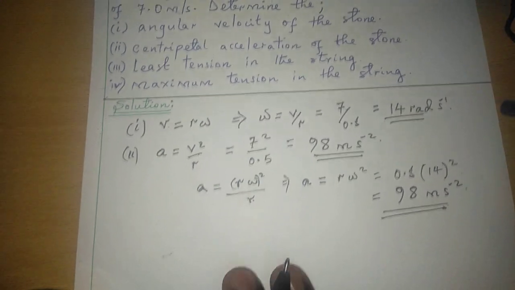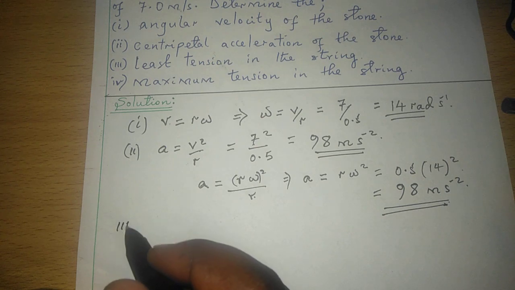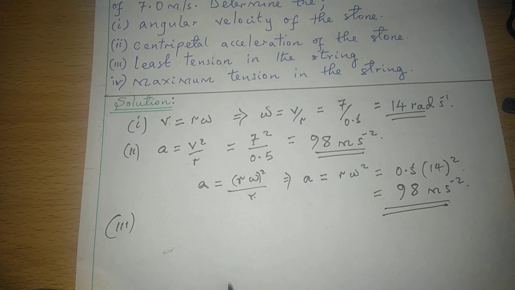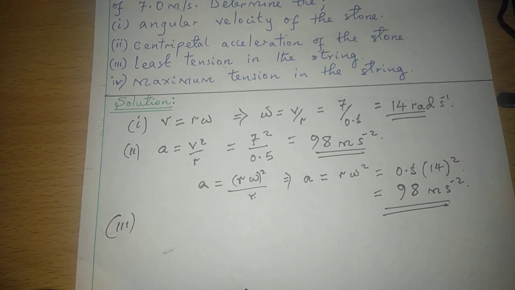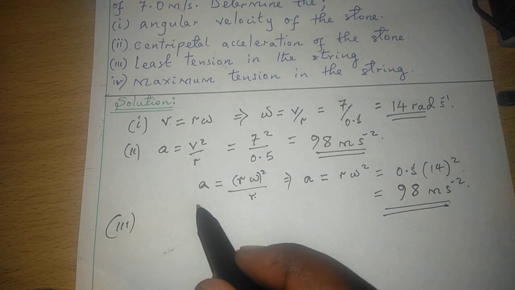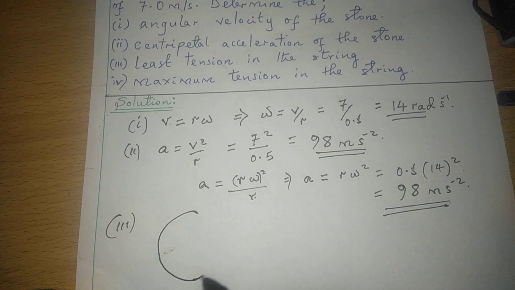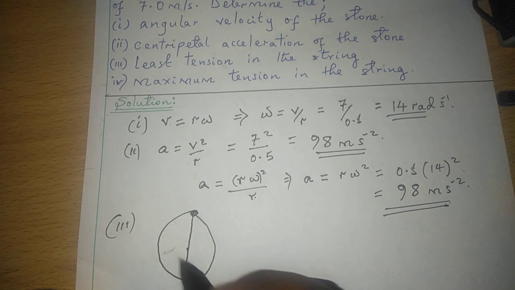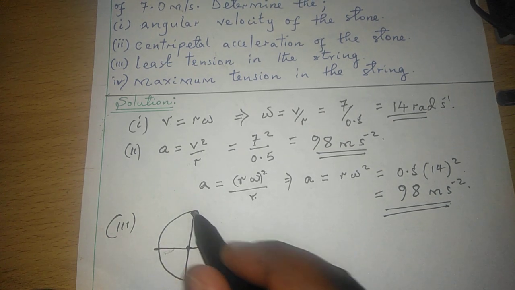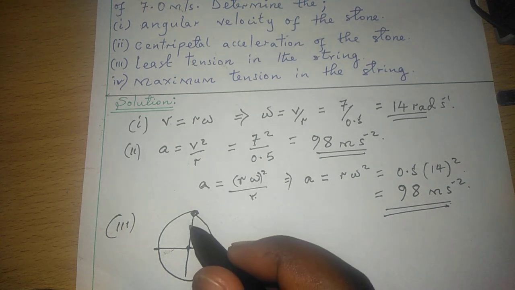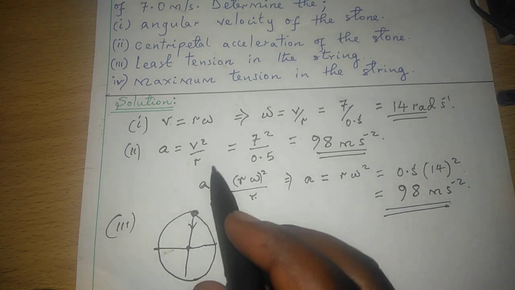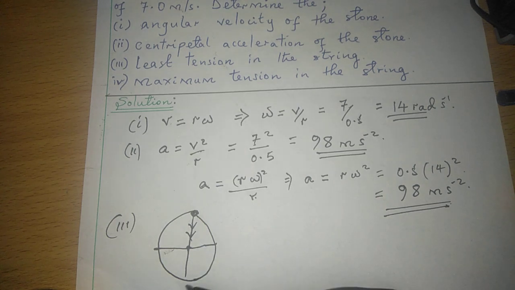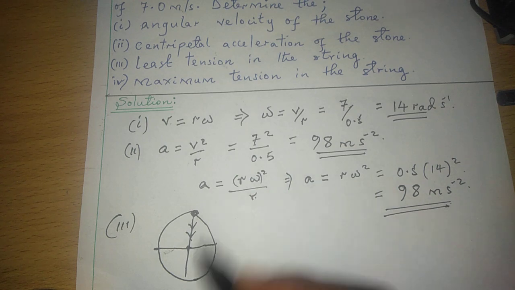So we can still follow this formula. We can get to Roman 3. We are told to determine what? The least tension in the string. So the least tension is when the stone is at the topmost part of the circular path. When the stone is at the top part here, you realize the weight of the stone and the centripetal force are both acting downwards.